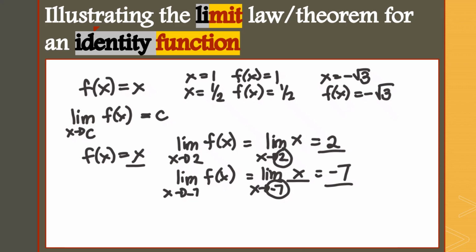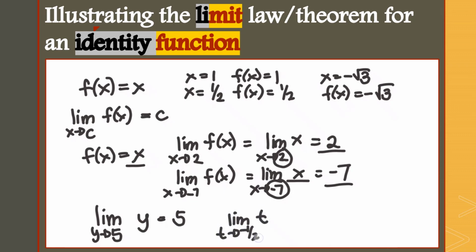Now, if you have some other instances where you're given the limit of y as y approaches 5, let's say, that would be the case. Even if it's not expressed in terms of x, we know that this is already a one variable expression. So the value of that is simply the value of c here, which is 5. Similarly, if you have the limit of t as t approaches negative 1/2, the value here is just negative 1/2. This is the second limit theorem concerned with the identity function.